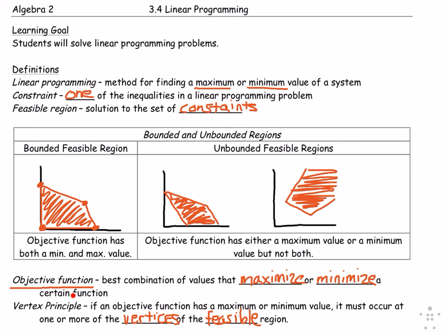And an objective function is the thing that we are trying to maximize or minimize, and it will give the best combination of values to do so. The vertex principle is essential in linear programming. It tells us that at the vertices, that is where the answer must lie for a maximum or minimum value.